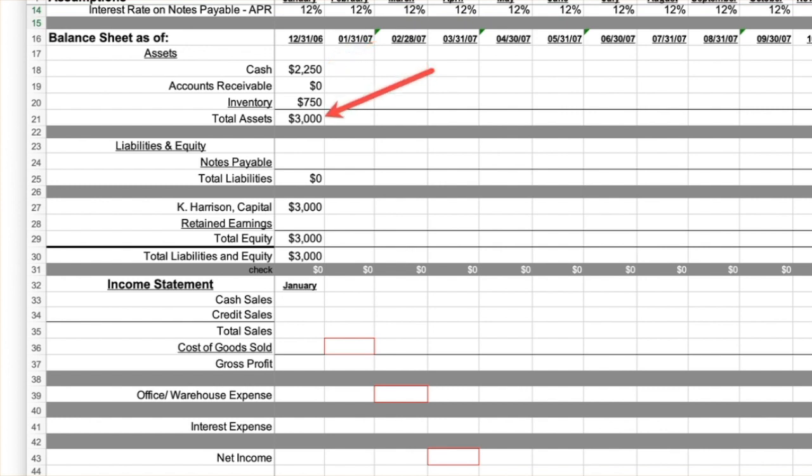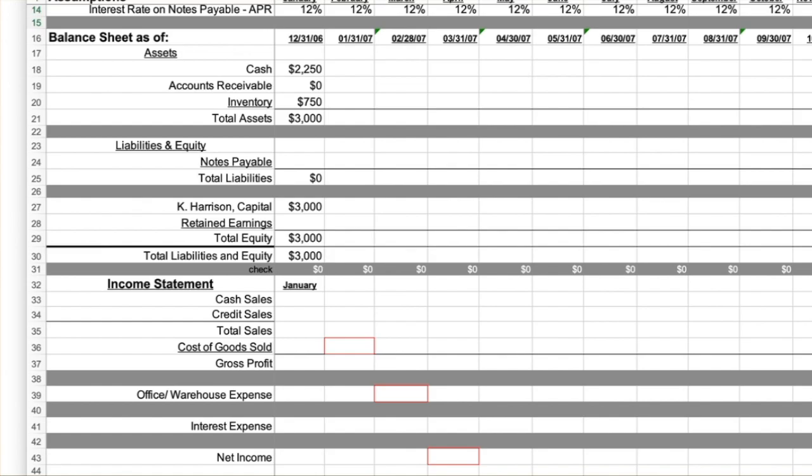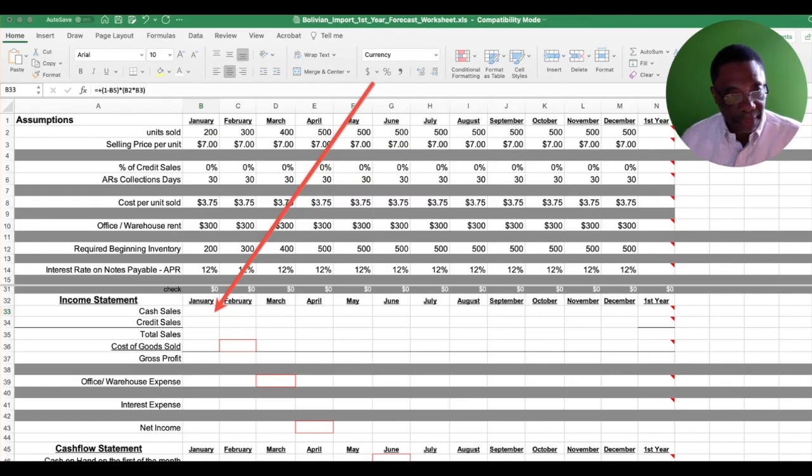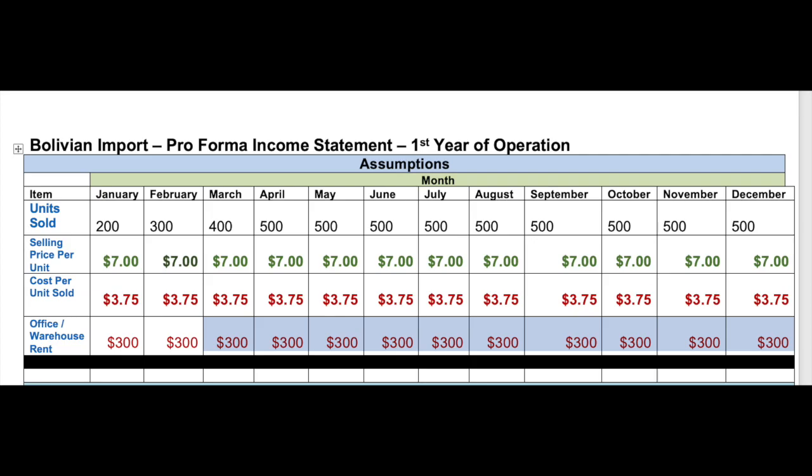So she has total assets of $3,000. She has no debt. She has her equity. So now this balance sheet balances. Total assets of $3,000, total liabilities and equity of $3,000. So what we're going to do now, we're going to populate the income statement on this Excel spreadsheet. We'll use the same math procedures that we used when we completed the Bolivian imports first year forecast worksheet.